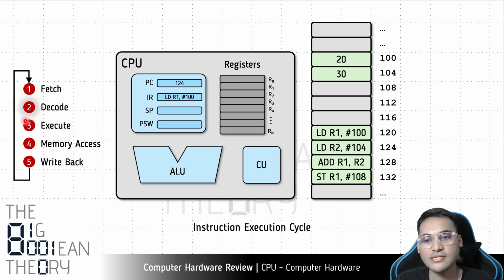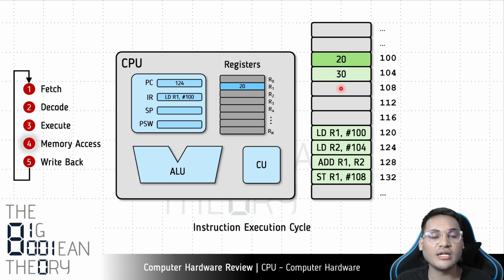The next step, the execute step, won't happen in this instruction because this is a data movement operation. Here we are not doing any arithmetic or logic operation where operands need to be combined to produce a new value. The addition operation is where execution is required. In load and store, this step is not required, hence it will be skipped and we go directly to memory access. Similarly, in the addition instruction, memory access won't be required, only execute and write back.